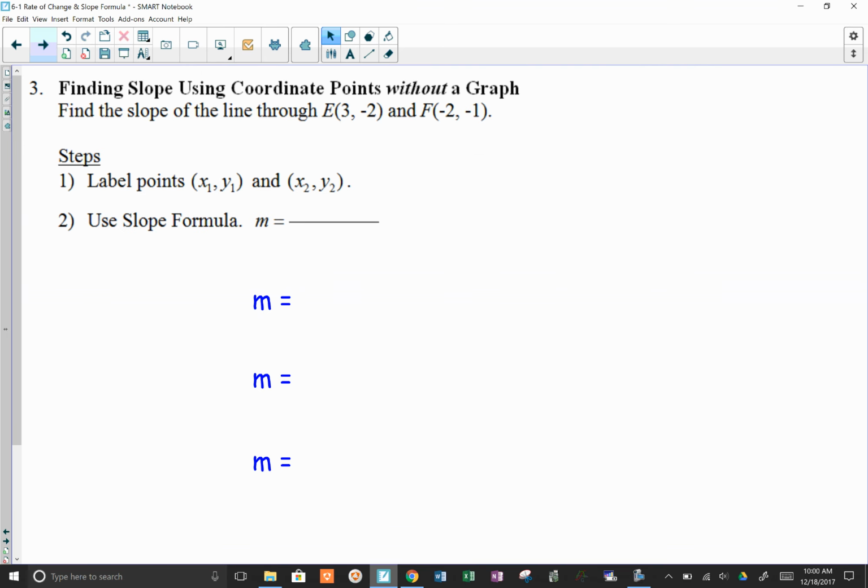Your last example for something that you need to be able to handle as of today's notes would be to take 2 points where you don't have a graph and be able to calculate the slope of the line that would go through those 2 points. So first thing I suggest students do is to label their points x1, y1, and x2, y2. So I've already done that.